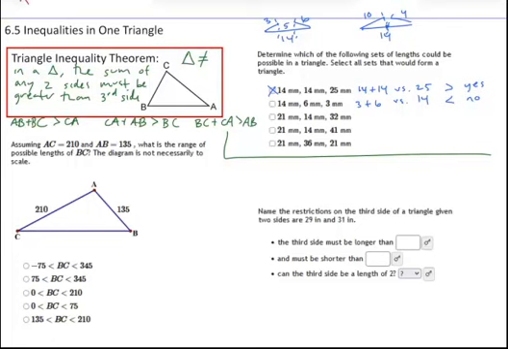All right, so see if you can finish the remaining three parts to this question. Can you find which of the remaining three are possible lengths of a triangle?